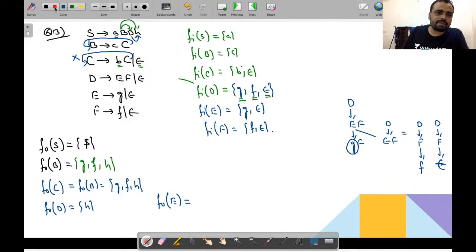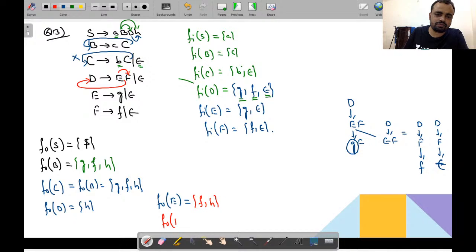Where is the E appearing? Here the follow of E is equal to F. So once you reduce the F by small f, the follow of E will become small f. And once you reduce the F by epsilon, then the follow of E will become the follow of D, which is nothing but H.